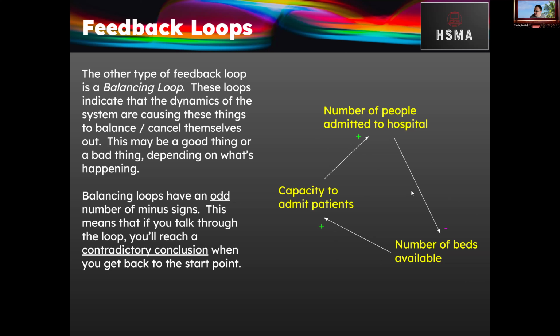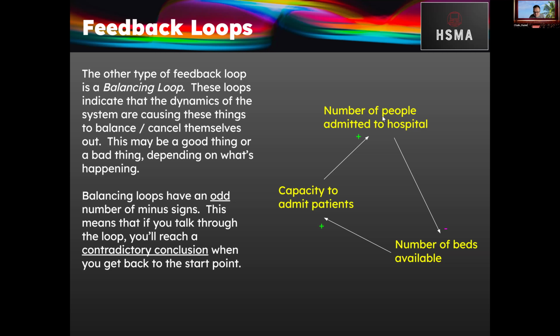They can't admit more people. Okay, so that's an example of a balancing loop. A reinforcing loop will either have no minus signs for the polarity, or it'll have an even number. A balancing loop will always have an odd number of minus signs, and that will mean that if you talk through that loop, you will reach a contradictory conclusion when you get back to the start.